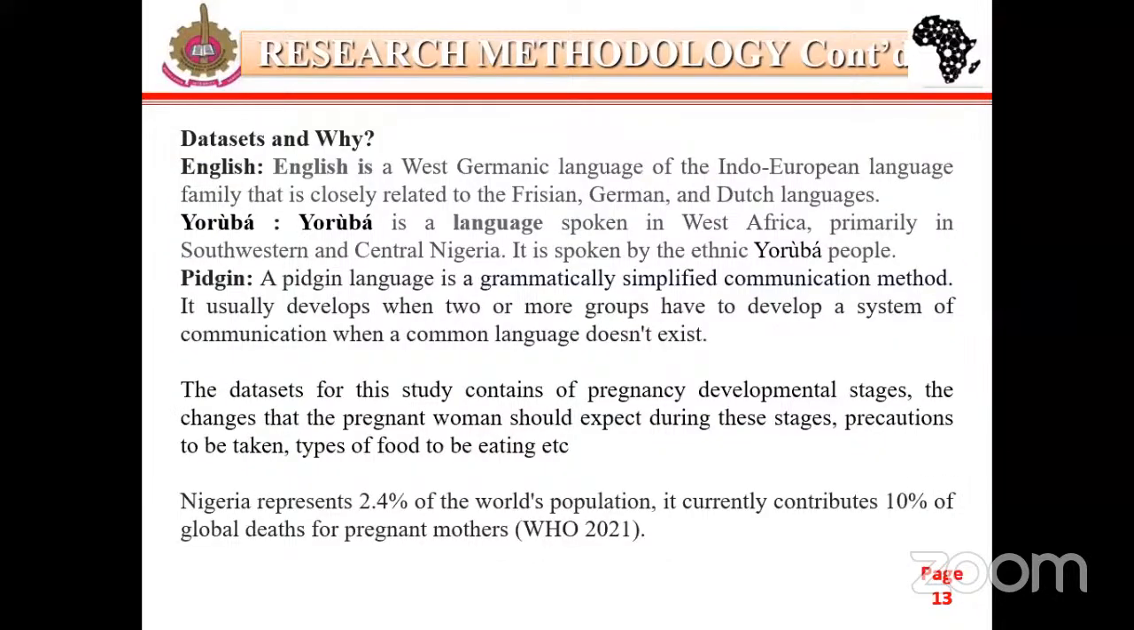So, the data set and why. We have the English data set of this project, we have the Yoruba, and we have the Pidgin, making it a multilingual data set. It's beyond bilingual. The English language is known to everyone. The Yoruba language is spoken in West Africa, primarily Southwest and Central Nigeria, by the ethnic group called the Yoruba people.